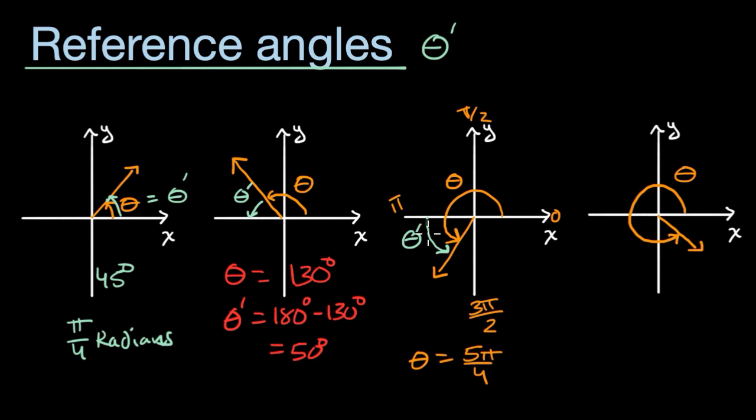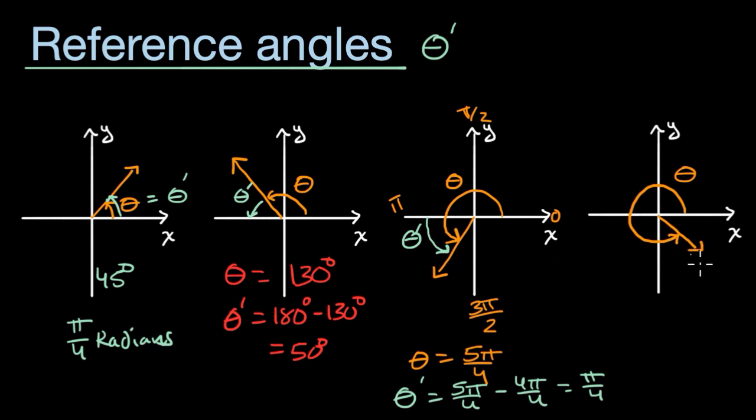what would this reference angle be? Well, it would be this minus either 180 degrees if we were thinking in degrees, or minus pi. So here, our reference angle, theta prime, is equal to 5 pi over 4 minus pi, which is the same thing as 4 pi over 4. And so this will be equal to pi over 4. That is our reference angle, a positive acute angle with the x-axis.